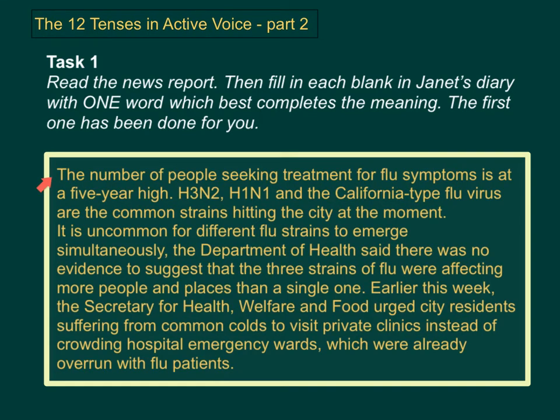The number of people seeking treatment for flu symptoms is at a 5-year high. H3N2, H1N1, and the California type flu virus are the common strains hitting the city at the moment. It is uncommon for different flu strains to emerge simultaneously. The Department of Health said there was no evidence to suggest that the 3 strains of flu were affecting more people and places than a single one.